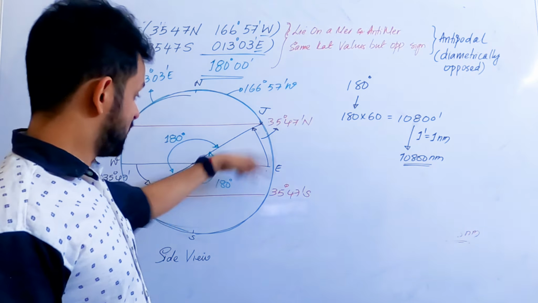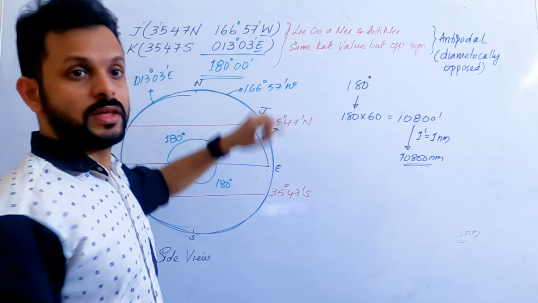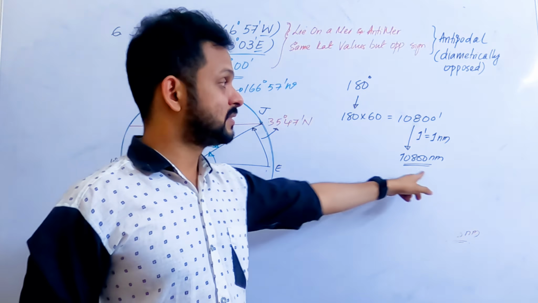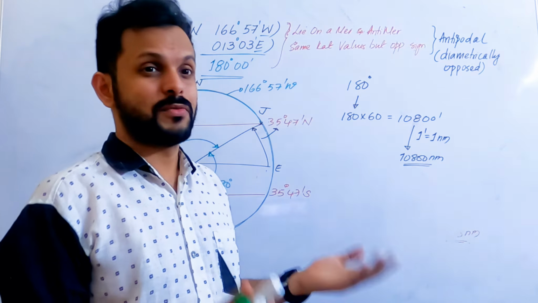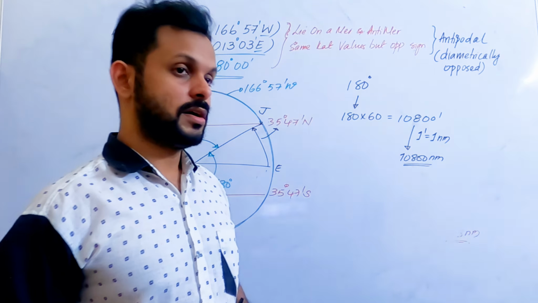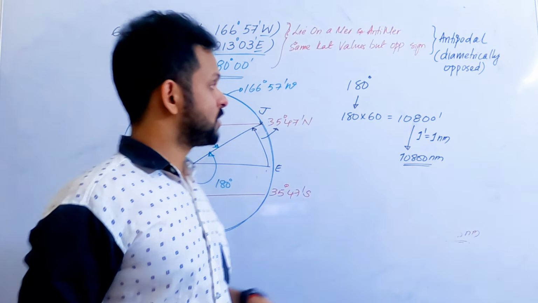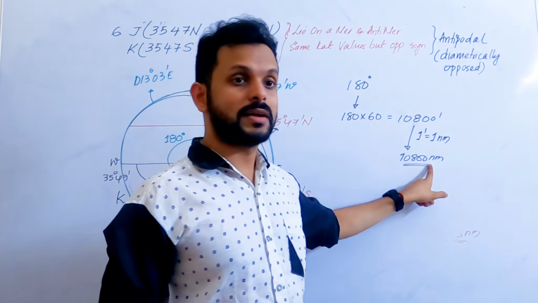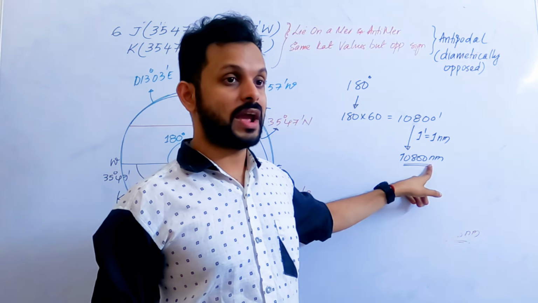What if we circumnavigate the earth all the way around? So J to J is going to be double this: 21,600 nautical miles. That's more like the normal circumference of the earth, mainly at the equatorial plane, because the actual earth is going to change. So what did you understand? If you can identify these points as antipodal, you can directly mark the answer. You can save a lot of time in this question. It's directly 10,800 nautical miles.